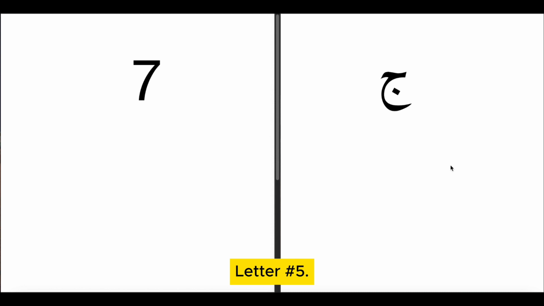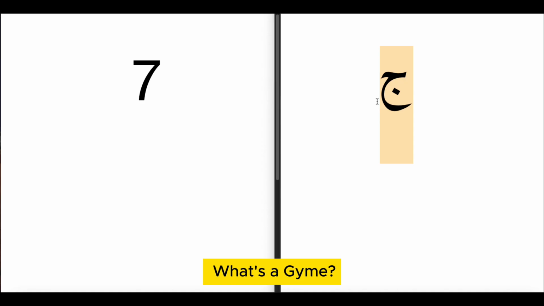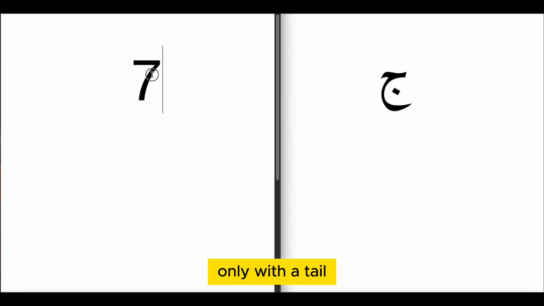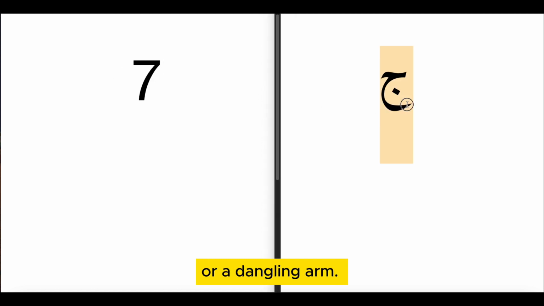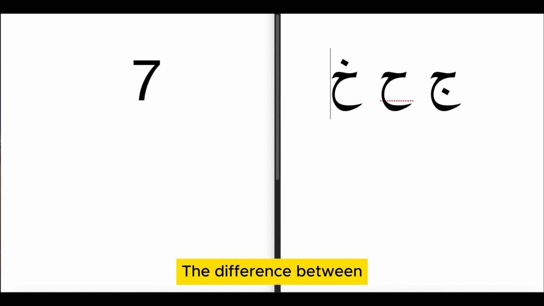Letter number 5, Jeem, which is close to the English word gym. What's a Jeem? It looks a lot like the number 7, only with a tail or a dangling arm. It's actually the first of 3 letters that look like the number 7, only with the tail or a dangling arm. So later on we're going to have Ha and Kha.